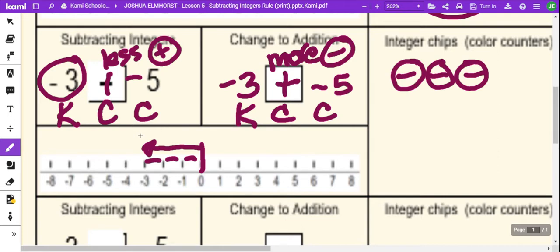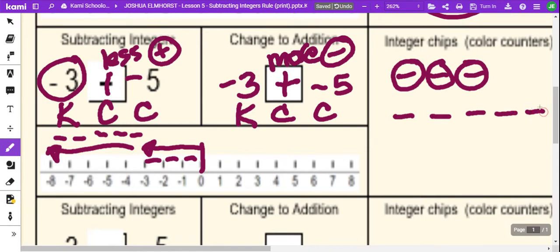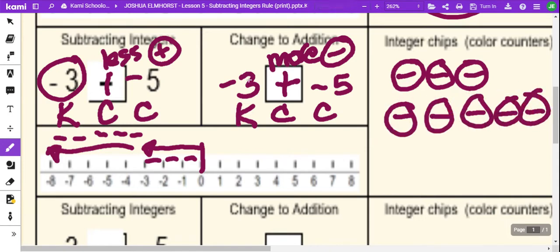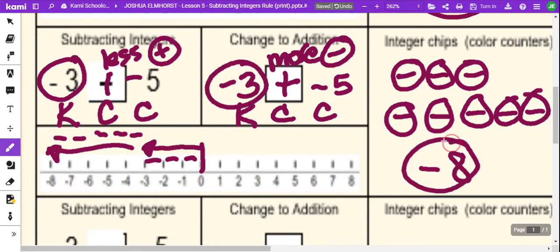So if it's more negative, then you're going to get 1, 2, 3, 4, 5 more negatives. So you had 3 negatives and then you got more negatives. So now you have a total of 8 negatives.